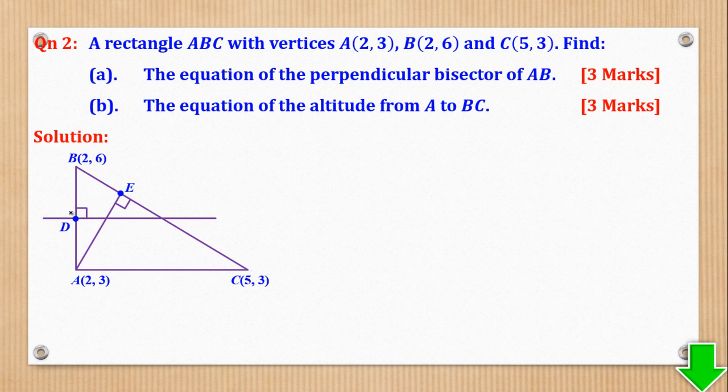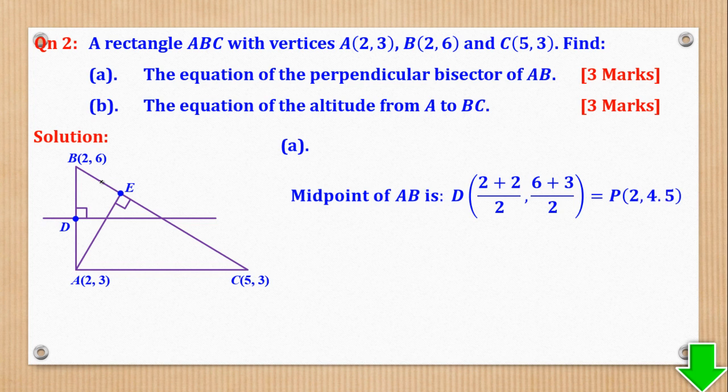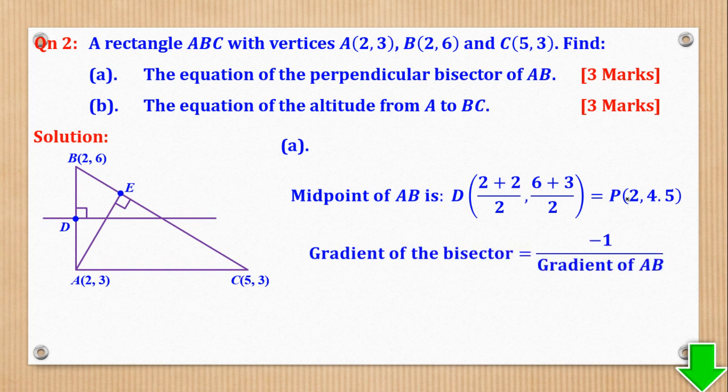So let's start with the equation of the perpendicular bisector which passes through point D. The first thing to do is to get the midpoint. Midpoint is the average of the coordinates. So 2 plus 2 over 2, 6 plus 3 over 2 to give you this as the midpoint. So this should be point D. Then the gradient of the perpendicular bisector is equal to -1 over the gradient of AB. That's the condition for perpendicular lines. So when I substitute, that means that here I'll get the negative of change in x over change in y to give you 0 as the gradient.